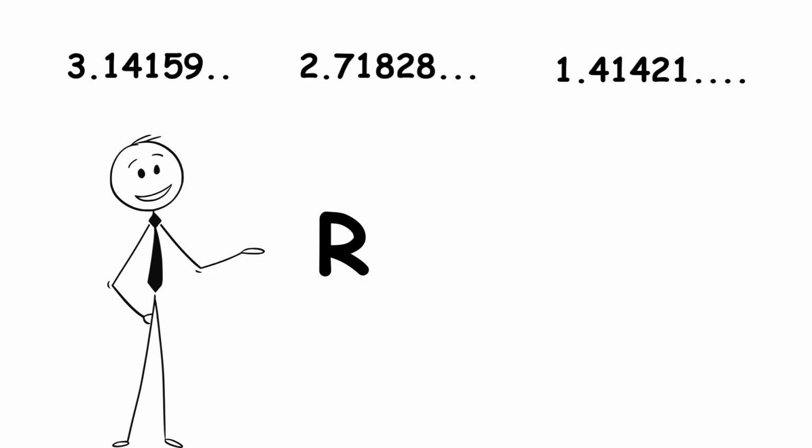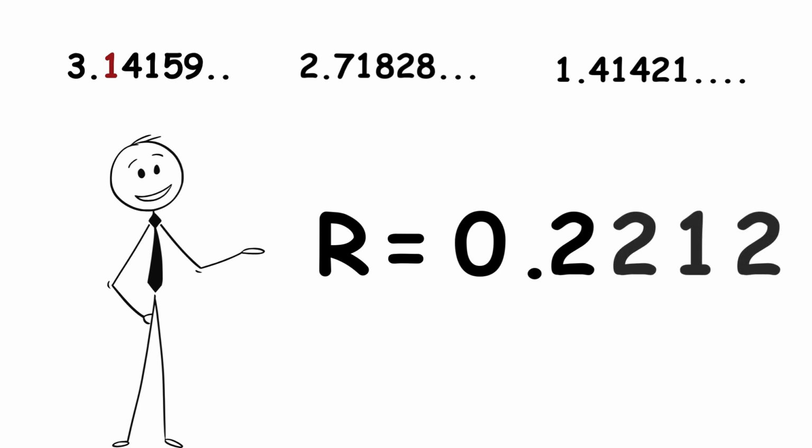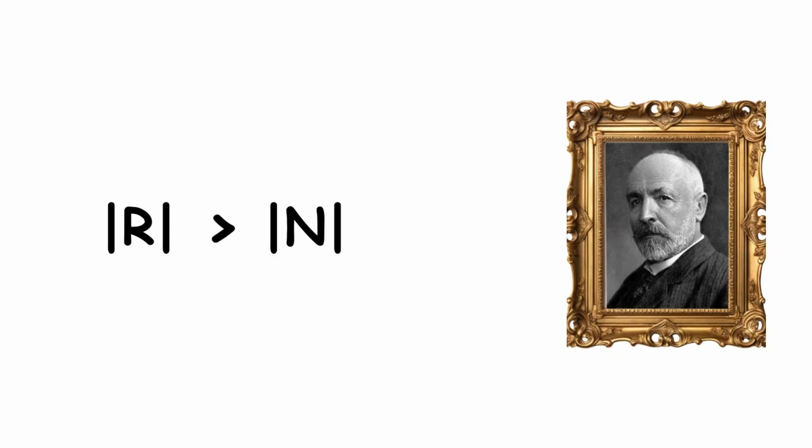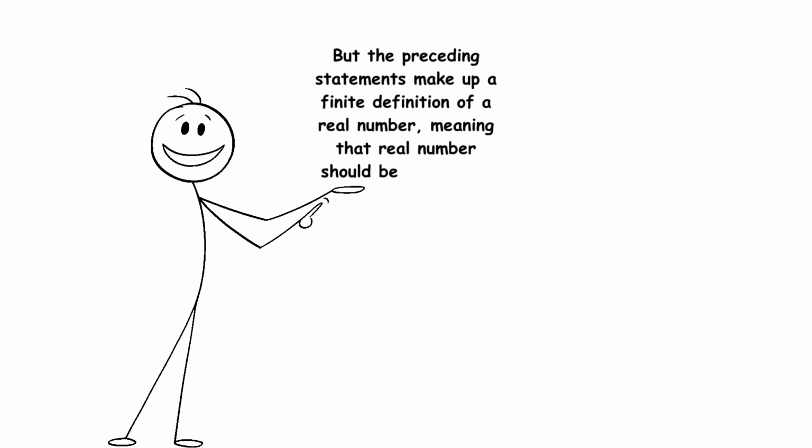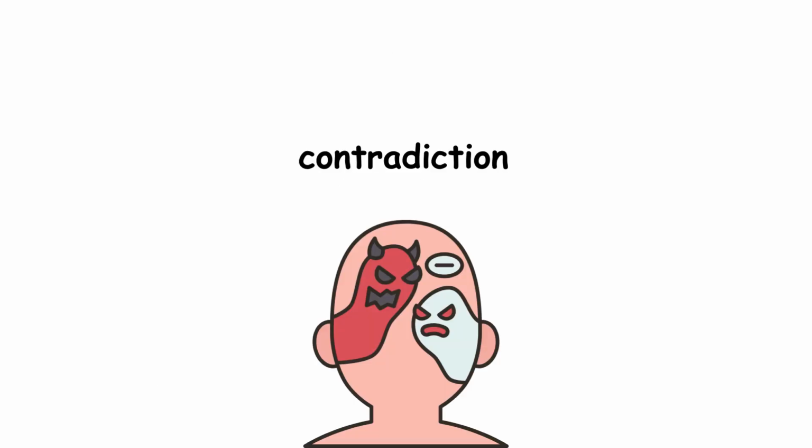The integer part of r is 0. Then look at the first decimal place of the first real number in the real number sequence. If the digit is 1, then append the digit 2 to r, otherwise append the digit 1. Repeat this process using the nth digit of the nth real number in the sequence for the entire sequence, and you will end up with a new real number not on the list, similar to Cantor's diagonal argument. But the preceding statements make up a finite definition of a real number, meaning that real number should be on the list. So this is a contradiction.